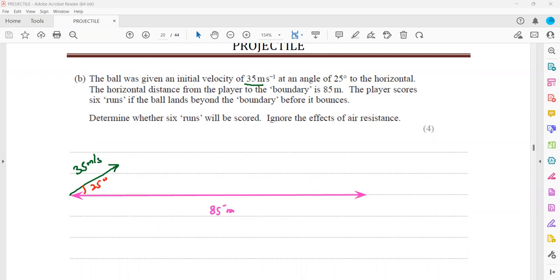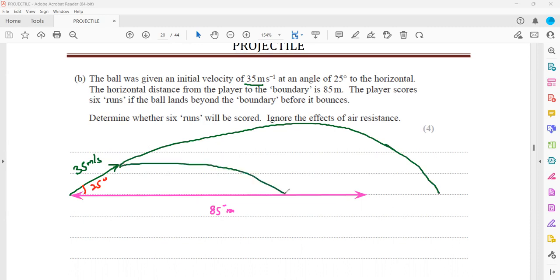The player scores 6 runs if the ball lands beyond the boundary. Like if this ball, when the player hits, crosses the boundary directly, landing beyond the boundary, it will be 6. If it lands before the boundary, it will be 4. So ignoring air resistance, we have to determine whether the 6 runs will be scored.